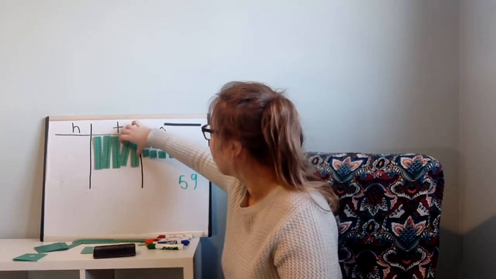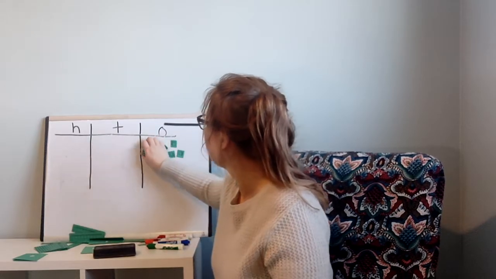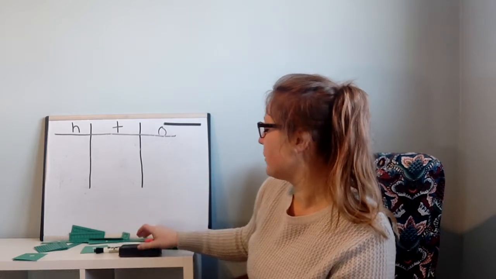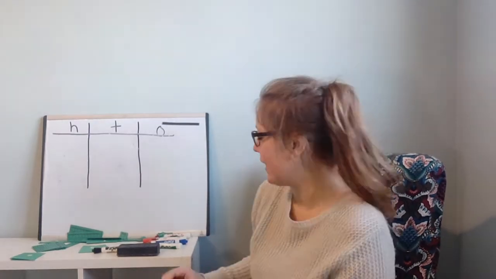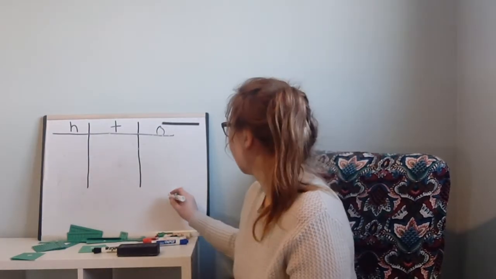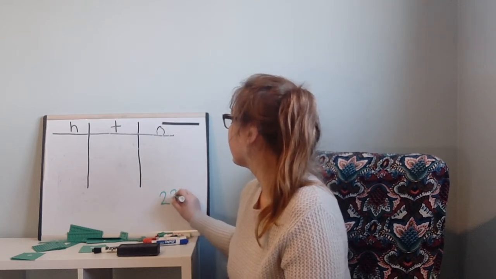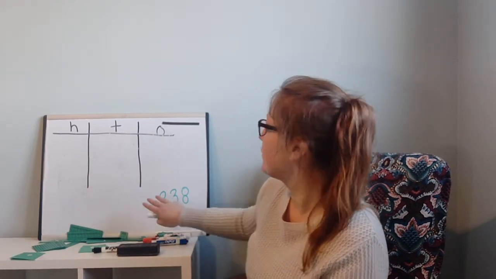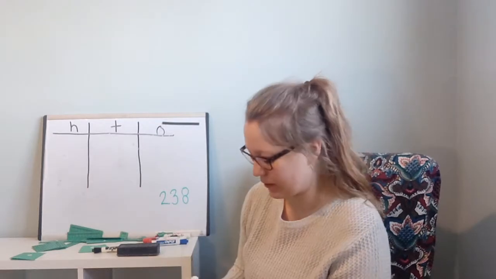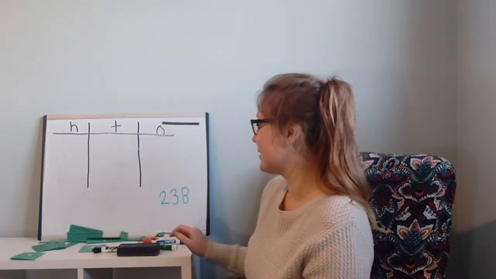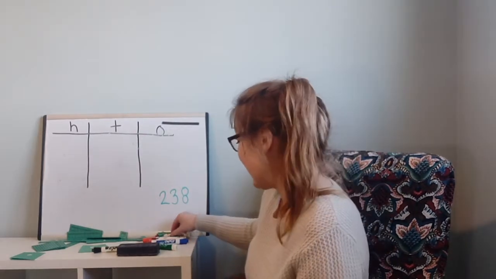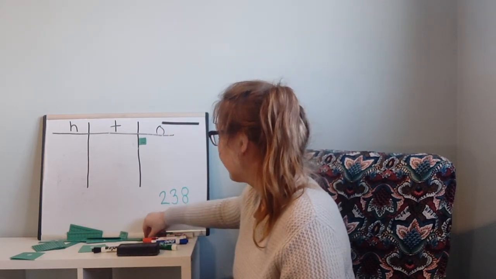So let's clear our board. And our new number this time is going to be 238. I'll write it out in numbers again. 238. It is a 3-digit number, which means I need to use all 3 parts of my hundreds chart. See, ones, tens, and hundreds in this one. So there is an 8 in the ones place, which means I need to have 8 ones on my board.